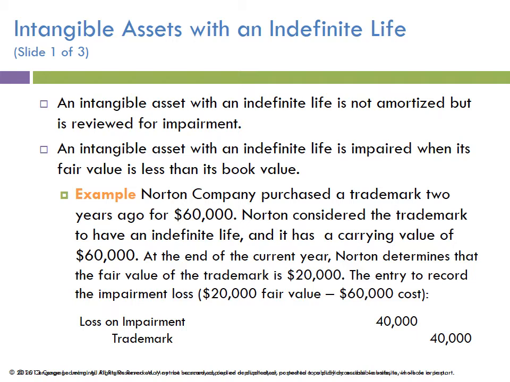It's an indefinite life. So Norton Company purchased a trademark 2 years ago for $60,000. Norton considered the trademark to have an indefinite life, so no amortization, so it still has a carrying value of $60,000. At the end of the year, they determined the fair value of it is $20,000. So there's a $40,000 loss on impairment that they'll debit and credit the trademark account for $40,000. So now it will have a value of $20,000 on the balance sheet.